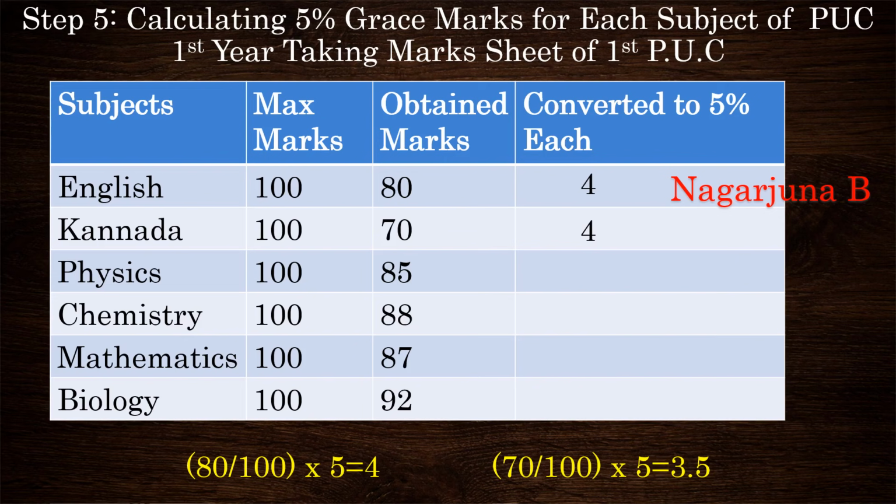Similarly, for physics it will be 4, chemistry 4, mathematics 4 and biology 5. So these are the grace marks, 5% grace marks for each of the subjects of PUC first year. These marks we need to add to obtain the final result.